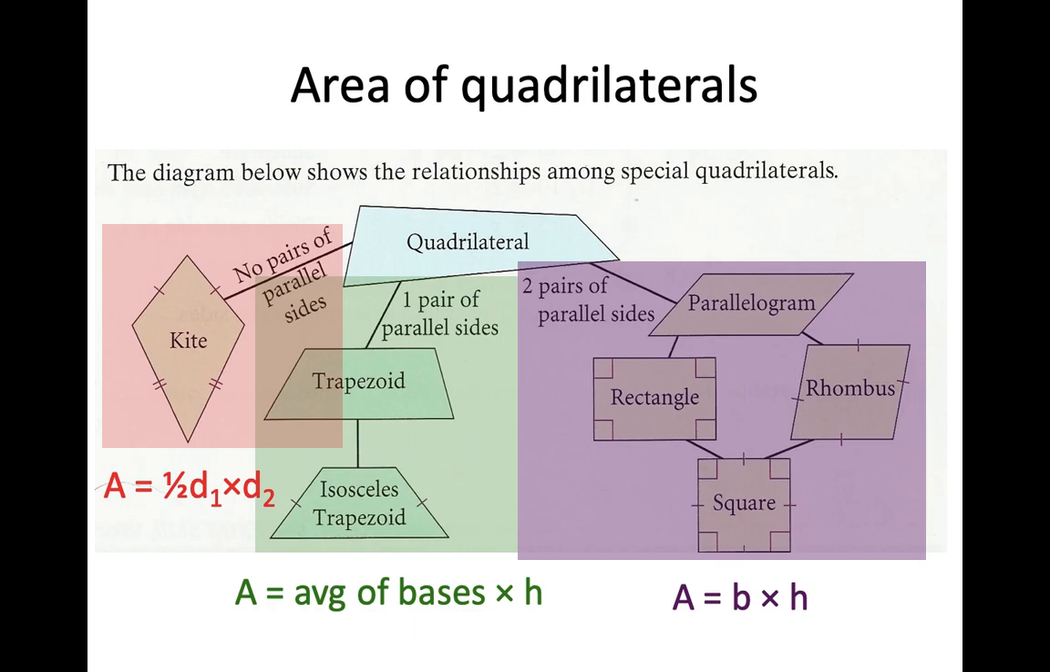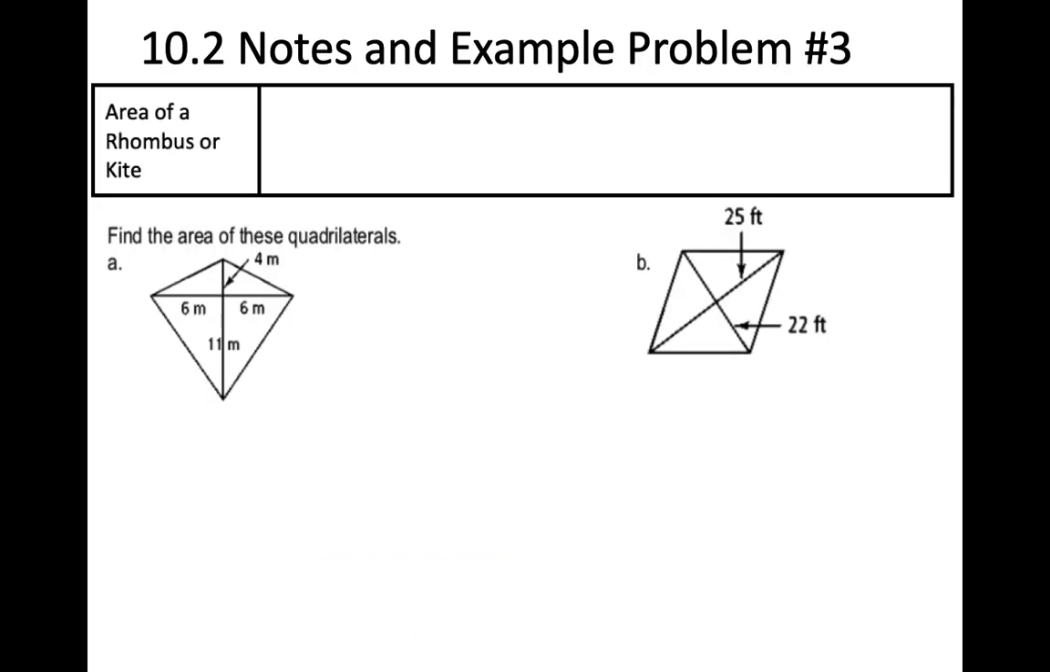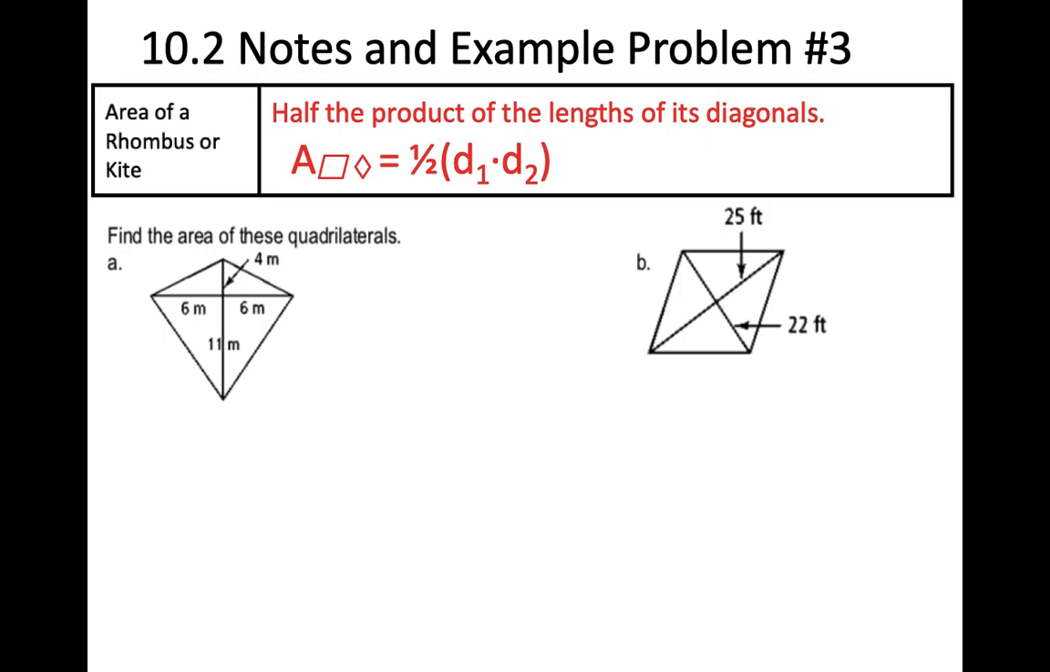Since kites are defined as having adjacent sides congruent, this formula would also work for other shapes where the adjacent sides are congruent. So for example, rhombuses and squares, the formula 1/2 diagonal 1 times diagonal 2 also works. So let's do an example. First of all, the formula is half the product of the lengths of the diagonals, or as I said, 1/2 diagonal 1 times diagonal 2.